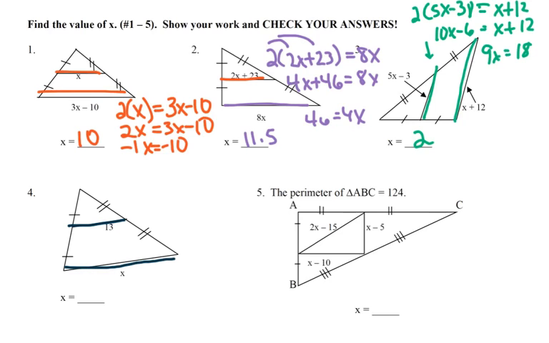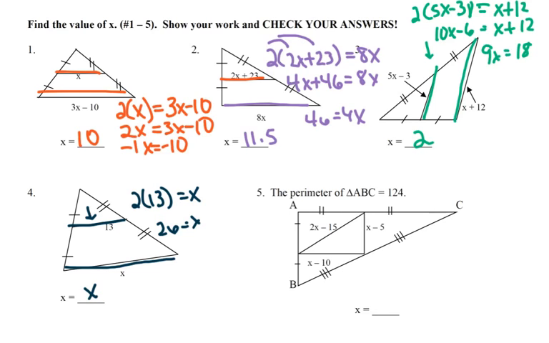Alright, so we're going to find our mid-segment, which are our parallel lines. And then we're going to take our smaller segment, which is the 13, and times it by 2. So 2 times 13 equals x. So when we do that, we'll get 26 equals x. And then finally, we're going to be finding our perimeter of ABCD. The perimeter of ABCD equals 124.